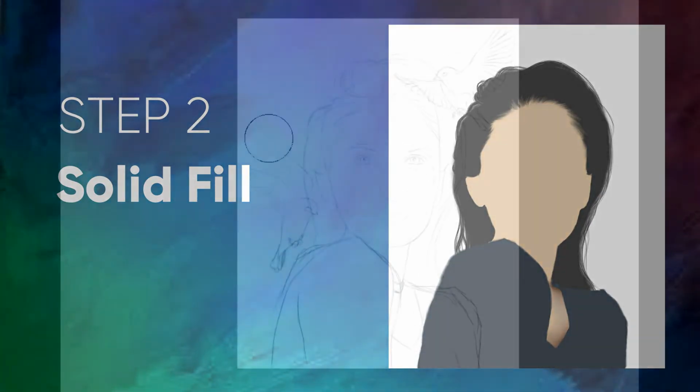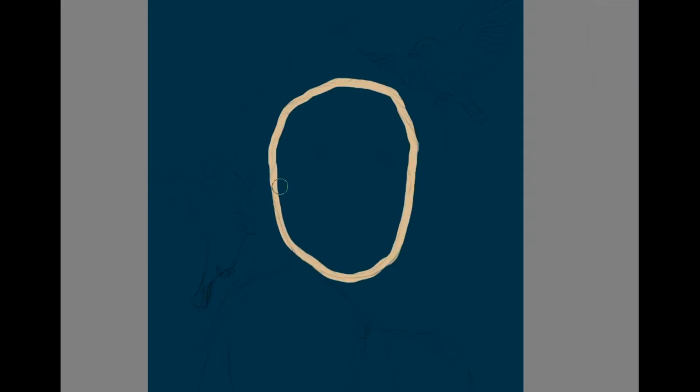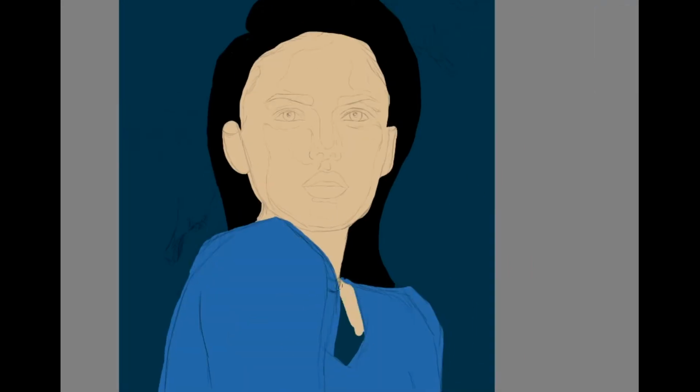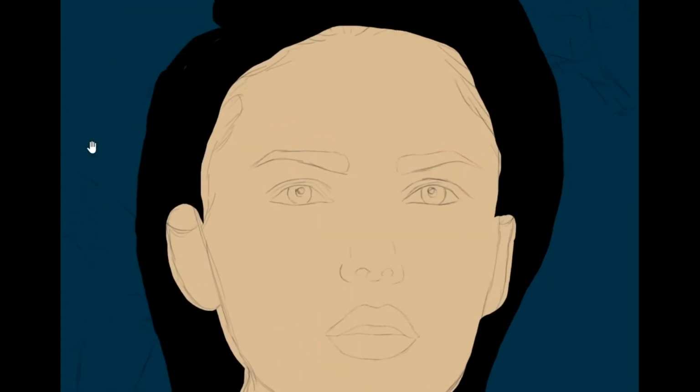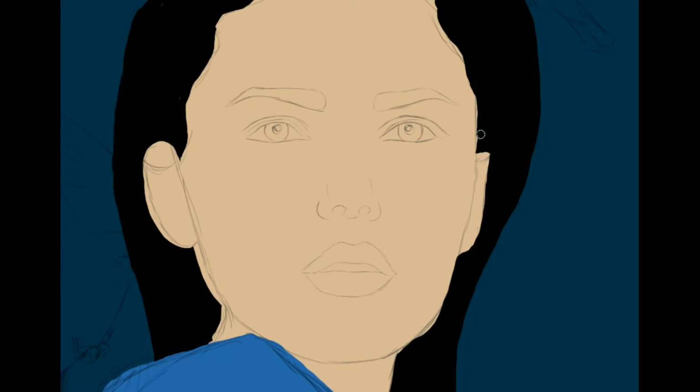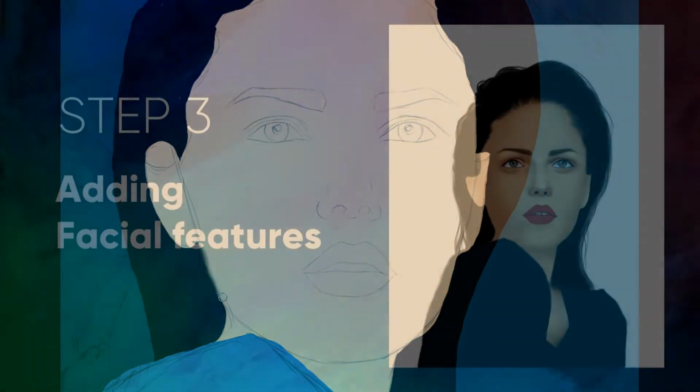Step 2. Solid fill. Usually I prefer to start with a background color and then move on to other layers. Here in this painting there are mainly 4 layers: one for the hair, one for the face, another for the body, and the next layer for the background. So there are 4 layers in total, and all the other layers are clipped into these main layers.